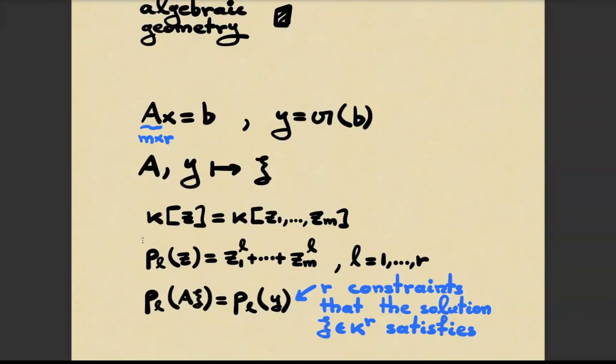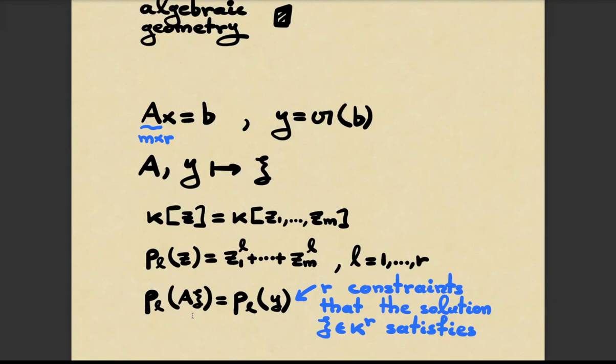And those polynomials are what? They are the first R power sums of the variables Z1 up to Zm. And observe that if I look at the first, we have those identities, those equalities.